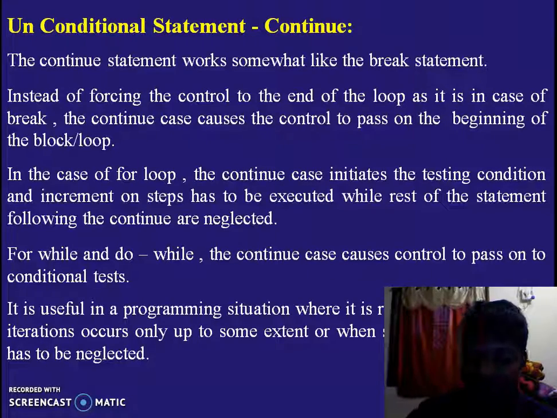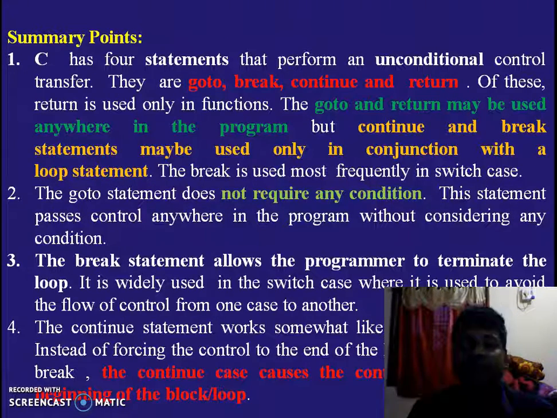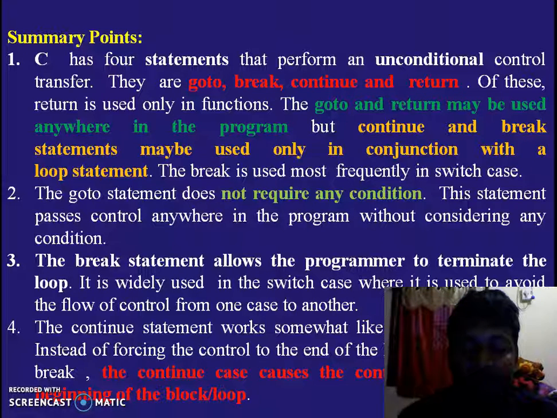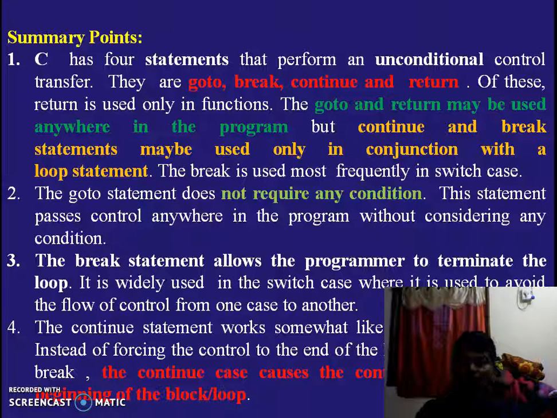So these are the summary points. Finally, I want to state some points. C has 4 statements that perform unconditional control transfer. They are goto, break, continue, and return.